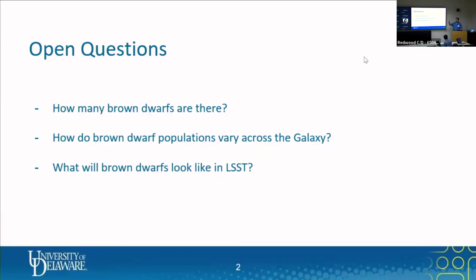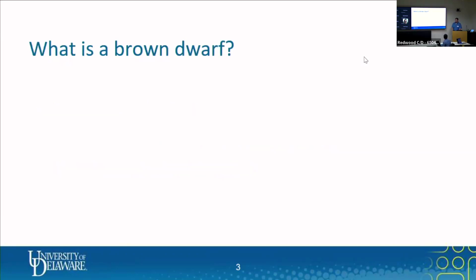The first question is, how many brown dwarfs are there? How do brown dwarf populations vary across the galaxy? And what will these brown dwarfs look like in LSST? So the first step to get there is we have to talk about what is a brown dwarf. Aaron gave us a great introduction, but let's start this way.